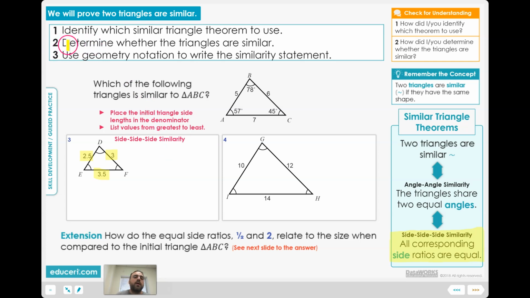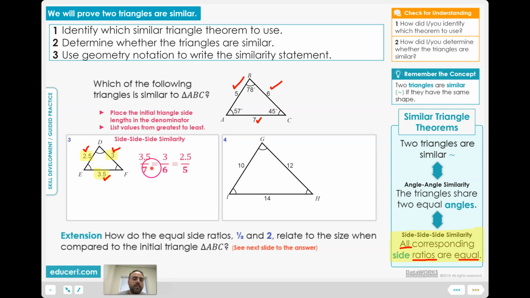All right, now let's read step number 2. Ready, read. Determine whether the triangles are similar. Okay, so remember with side-side-side similarity, we need to verify that all of the side ratios are equal. We need to find the corresponding side lengths. Then we know that when we set up the ratios, we need to be able to match up the longest side to the longest side, the middle side to the middle side length, and the lowest side length to the lowest side length.